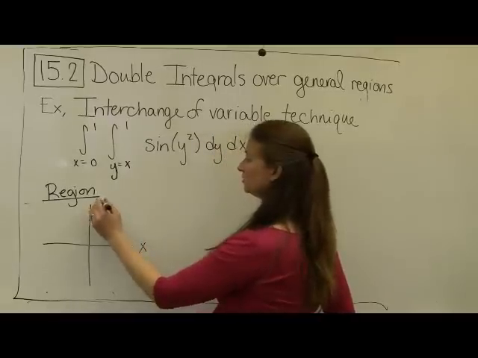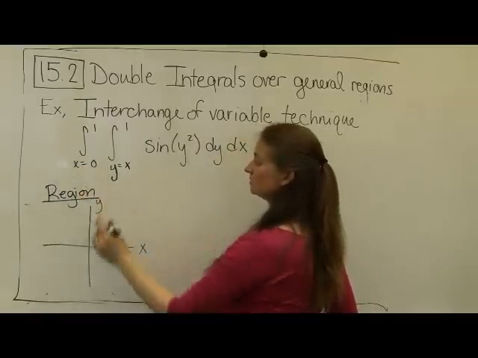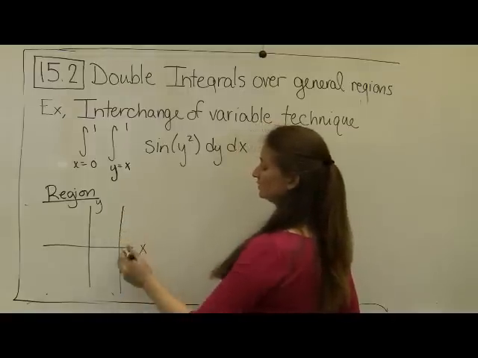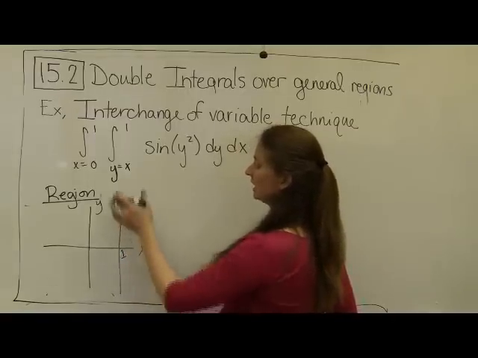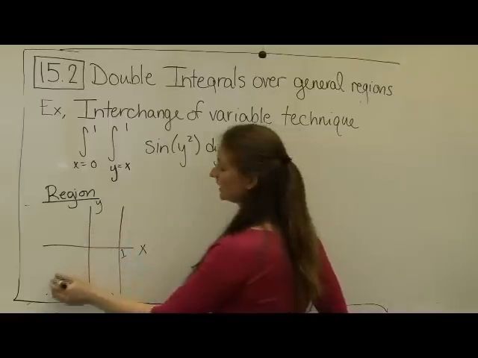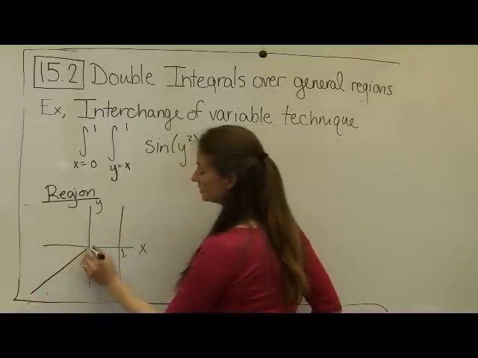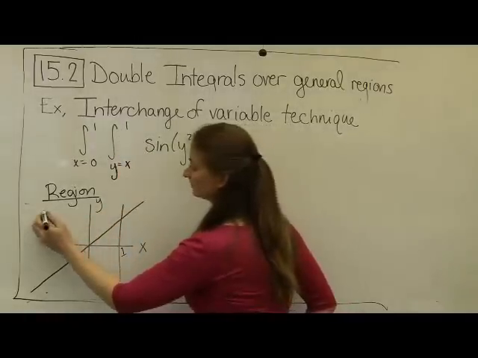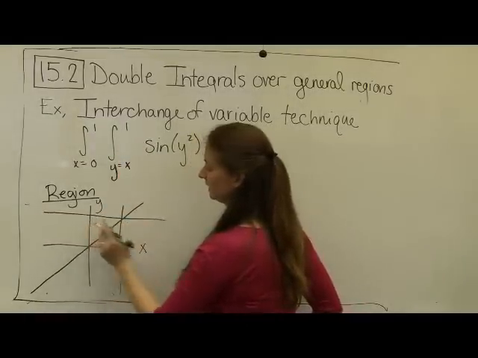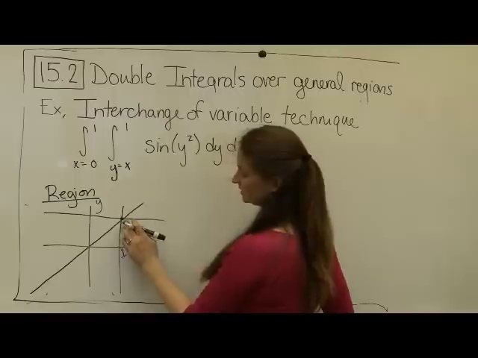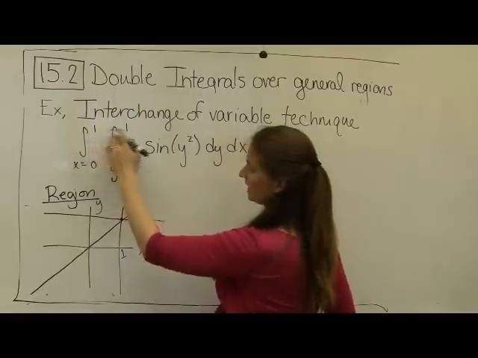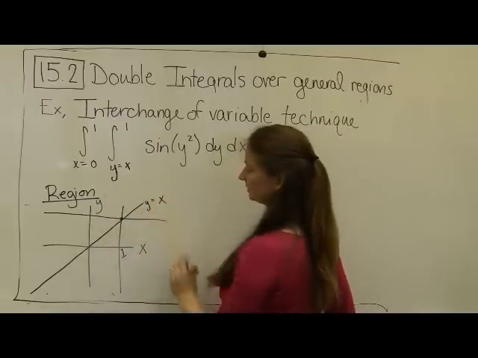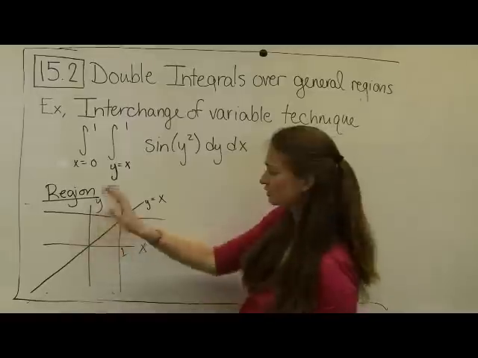So I'm looking in the xy axis, and I know that the bounds on x go from 0 to x equals 1. So this is where x equals 1. I know the bounds on y go from y equals x, that's just the line with slope 1, up until y equals 1. And I know that all of these points intersect at this point because where x equals 1 and y equals 1 is the same place where y equals x.